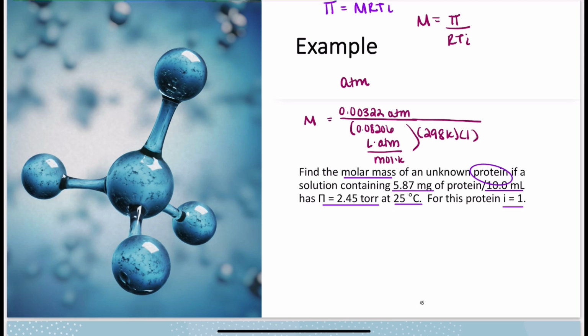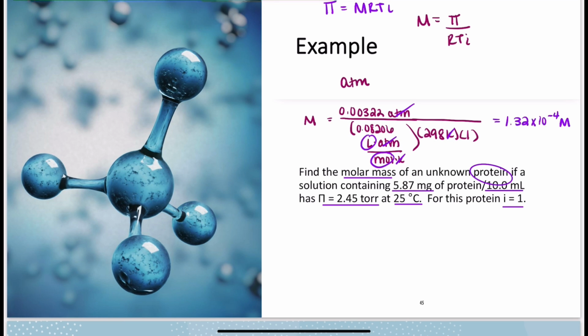Make sure your units cancel. Atmospheres and atmospheres. Kelvin to Kelvin. And I've got liters per mole in my denominator. The liters stays in the denominator. The moles is the denominator of the denominator, so that brings it to the numerator, which means I get moles per liter, which is the correct units for molarity. And I see my molarity here is 1.32 times 10 to the negative 4 molar.